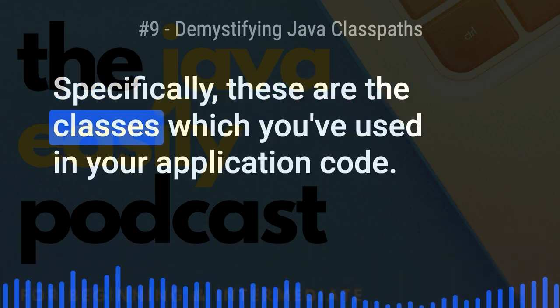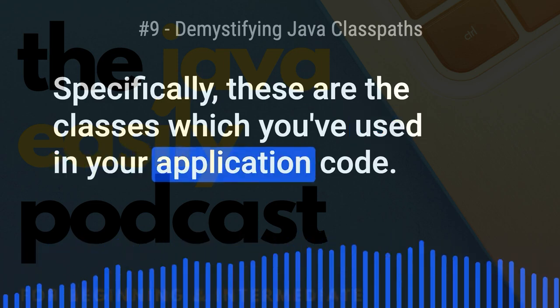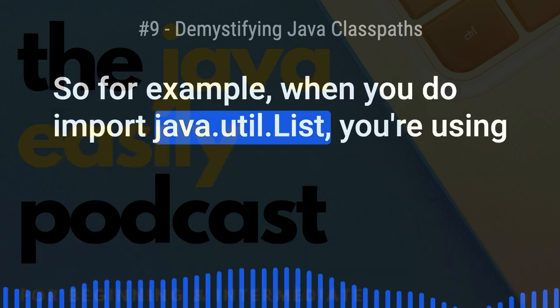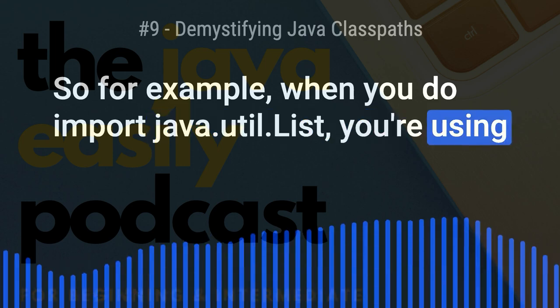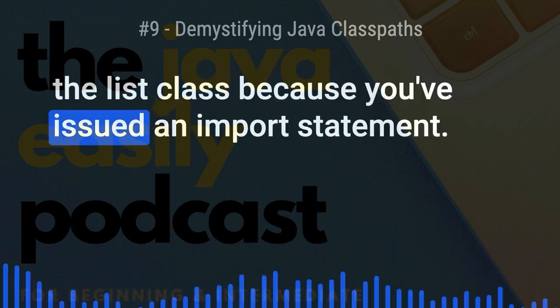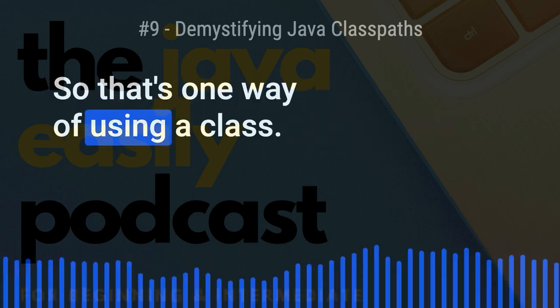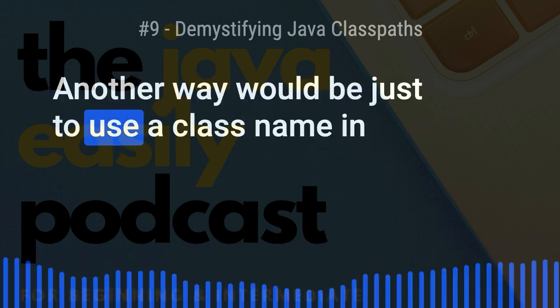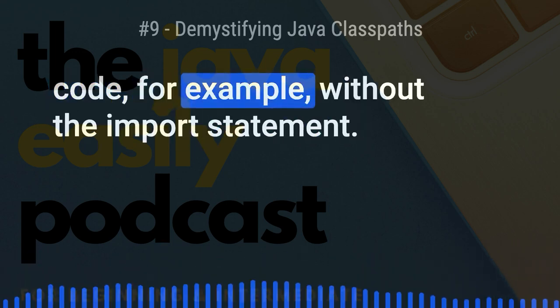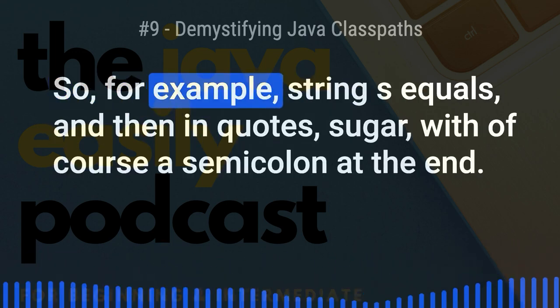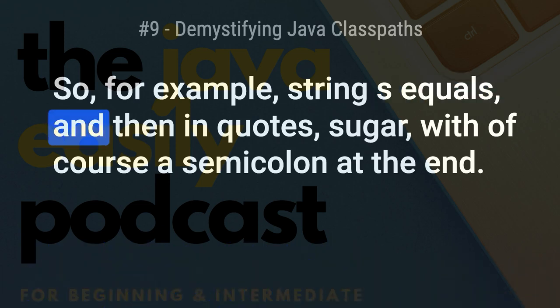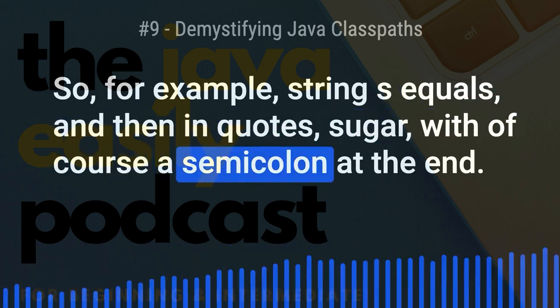Specifically, these are the classes which you've used in your application code. So for example, when you do import java.util.List, you're using the List class because you've issued an import statement, so that's one way of using a class. Another way would be just to use a class name in code, for example, without the import statement. So for example, String s equals, and then in quotes, sugar, with of course a semicolon at the end.